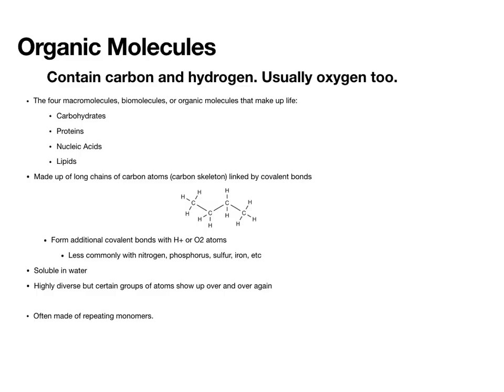They are soluble in water, and they are highly diverse, but certain groups of atoms show up over and over again. These organic compounds are large molecules of many repeating monomers. The monomers are joined by removing a water molecule, which is a condensation reaction, dehydration synthesis. If we want to reverse this process and break that large organic compound down back into the monomers, we put it through a process called hydrolysis, which is the addition of water and breaking of these polymers into smaller units.